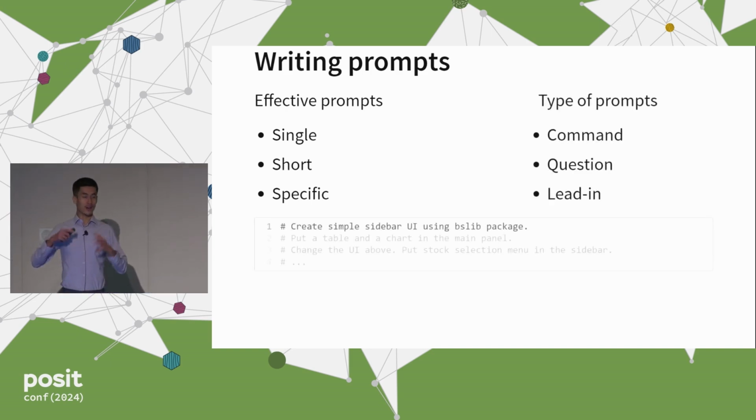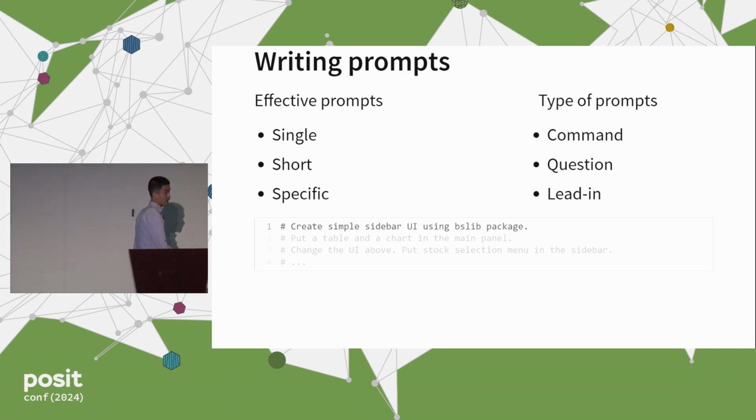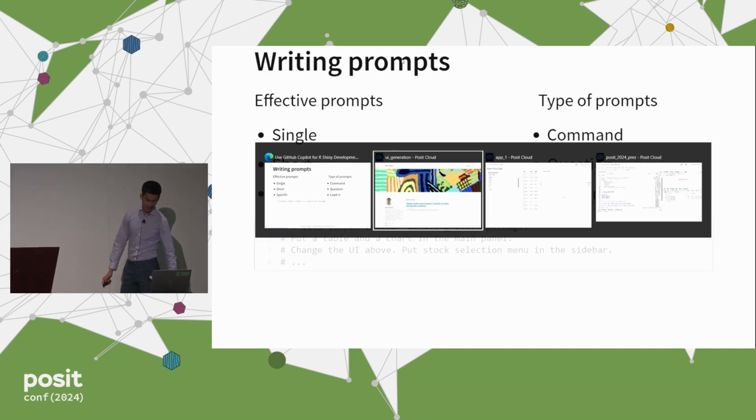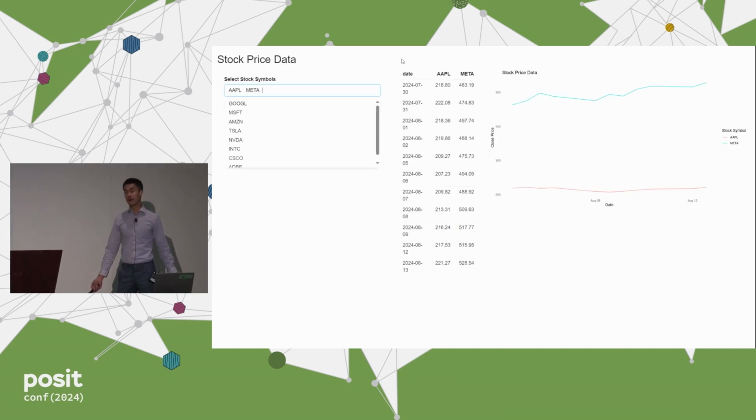And in the context of using Copilot for Shiny, there are 3 types of prompts that I find the most useful, and I want to share with you now: command type, question type, and the lead-in type. And here on the screen, you see the command type. It's very straightforward. It tells Copilot what to do. So in this case, I want to use Copilot to create the UI for this very simple stock price app.